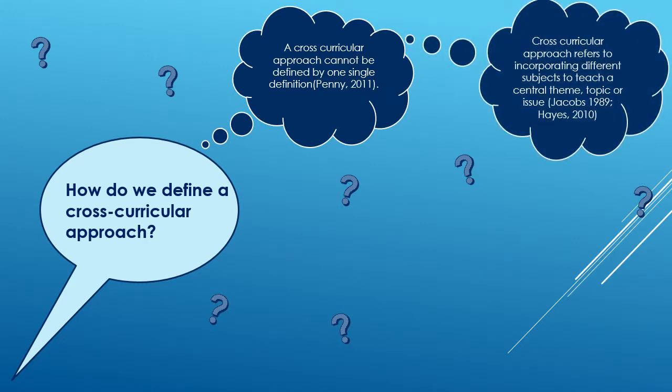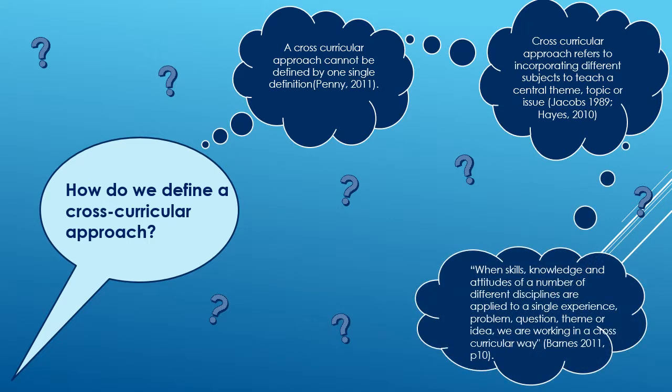Jacobs 1989 and Hayes 2010 both share a common understanding of cross-curricular teaching. They both believe one is adopting a cross-curricular approach within the classroom when different subjects are taught side by side in relation to a similar topic, theme, issue or project. However, one can argue such definitions do not accurately define cross-curricular teaching. Is simply teaching a combination of subjects together a true representation of the cross-curricular approach?